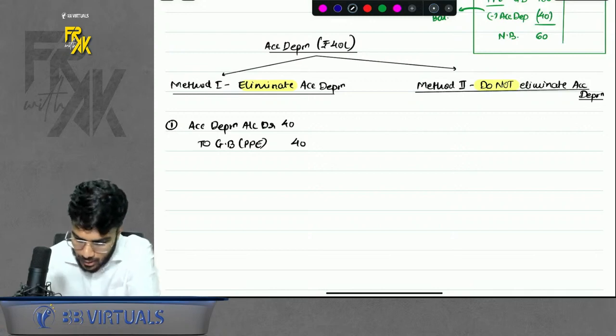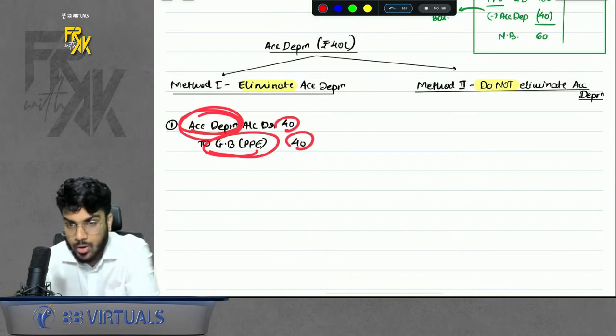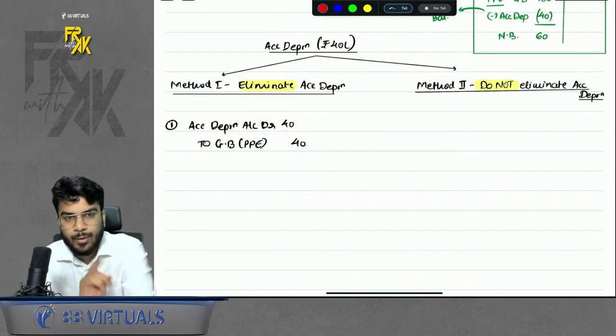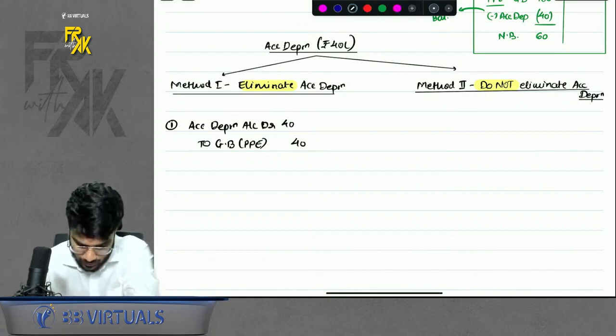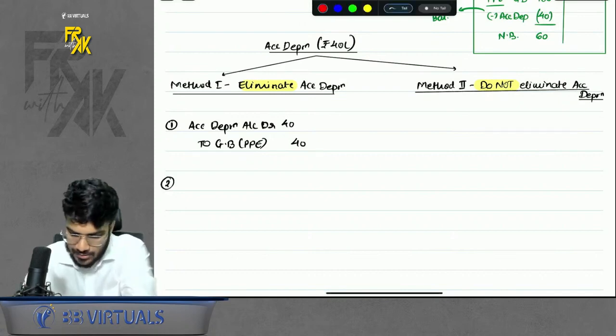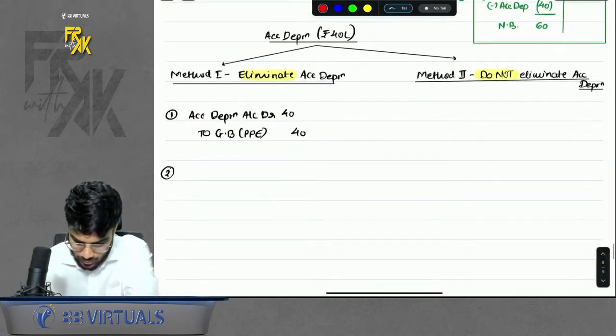Perfect answer, everyone. The entry will be accumulated depreciation account debit to gross block of PPE. We have to eliminate. This is the first method which we do. First entry under this method. Second entry, now what we can pass is of booking the revaluation gain. So we will now book the revaluation gain. How do we pass the entry?